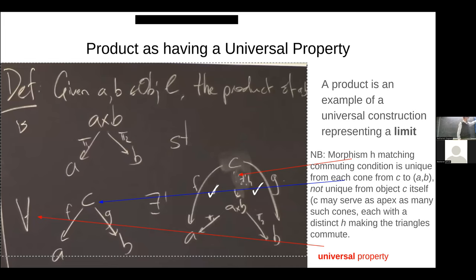6 and 2. 10 and 6 is 2. Okay, how about 15 and 6? 3. Okay, and how about 5 and 3? 1. Okay, 2 and 3? 1. Okay, how about 10 and 3?